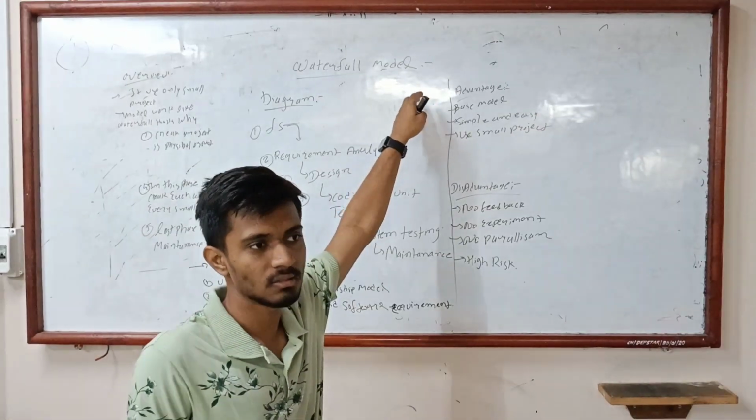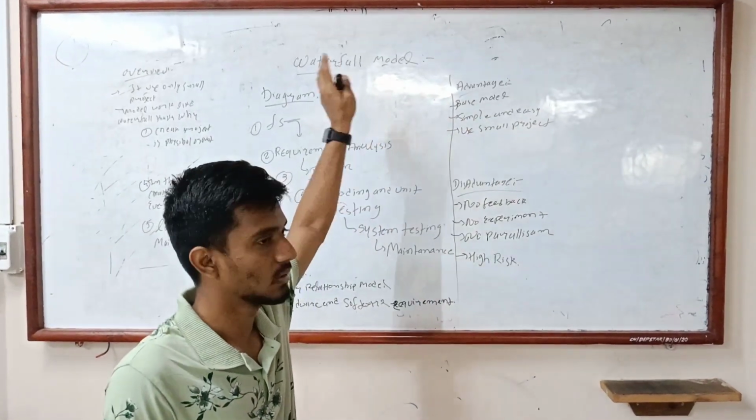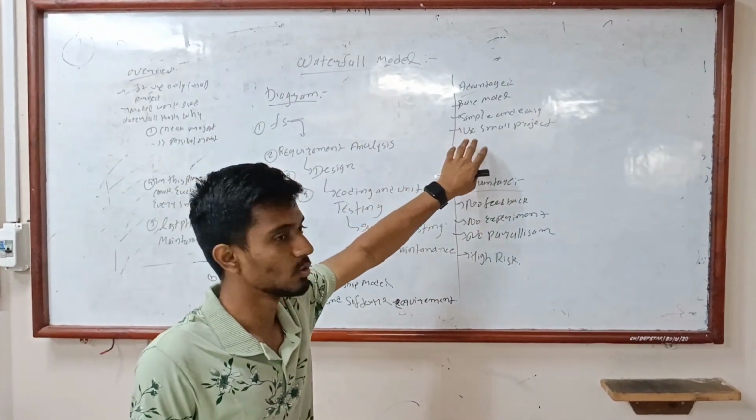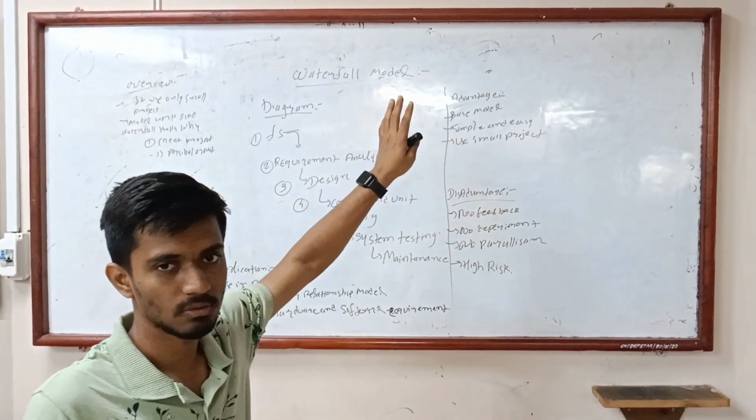The next step is advantages and disadvantages. The advantage is that it is a base model. The first model is the waterfall model. The next advantage is that it is simple and easy. The model is used for small projects.